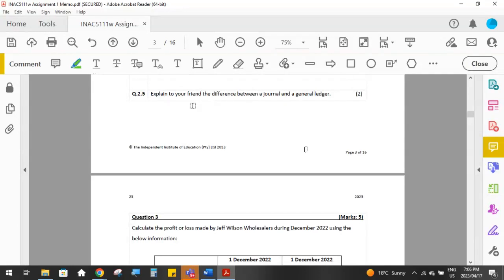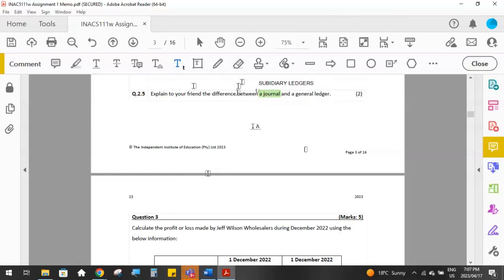Quickly explain to your friend the difference between a journal and a general ledger. So your journals are all of your subsidiary ledgers. So journals are a cash book payments, cash book receipts, debtors journal, debtors allowance journal, creditors allowance, and general journal.